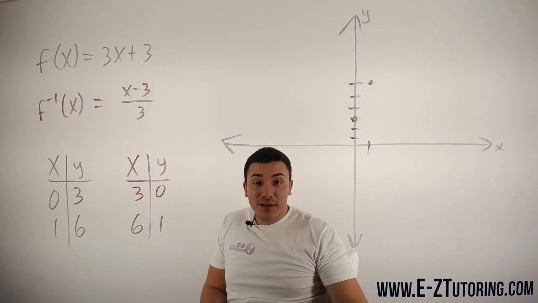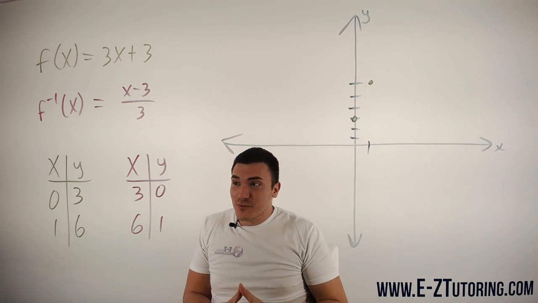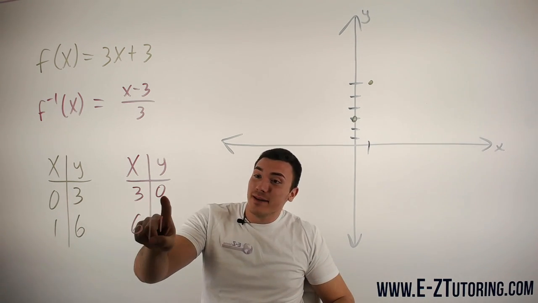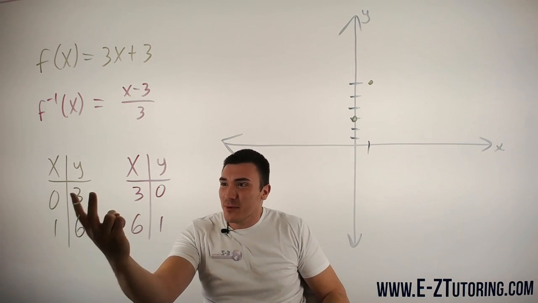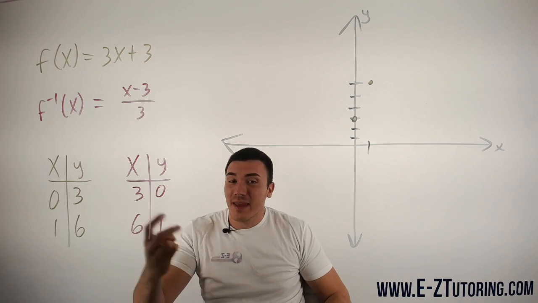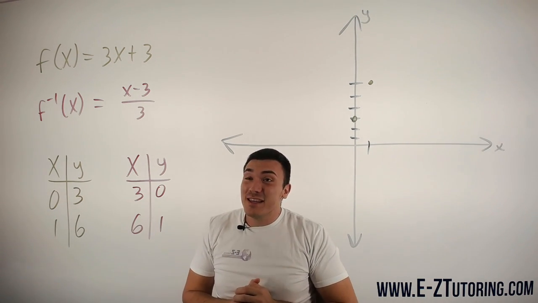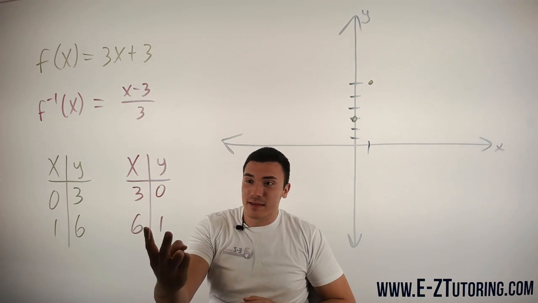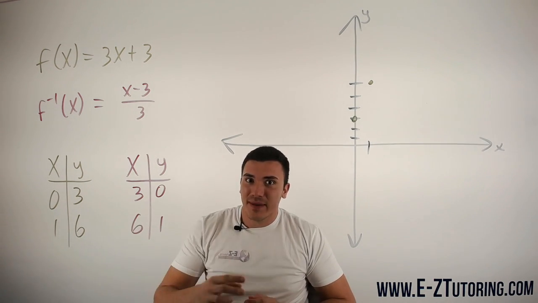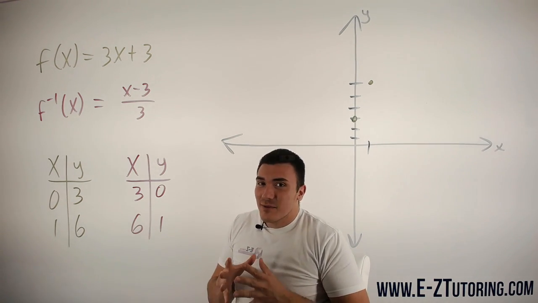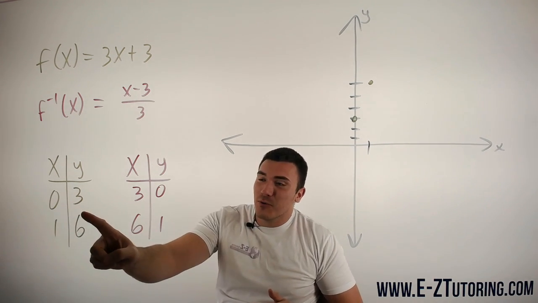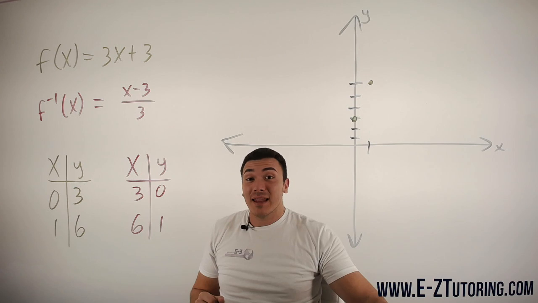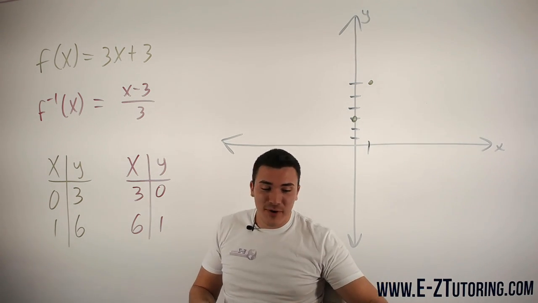And actually, you'll notice this is how inverses work. Over here we got 0, 3, and over here we got 3, 0. You can see that these numbers are just flipped around. That is because these functions are inverses of each other. Same with the 1, 6. They're just flipped around. Inverses will always take your xy coordinate and flip it to yx. Anyways, let's see more of that on the actual graph.